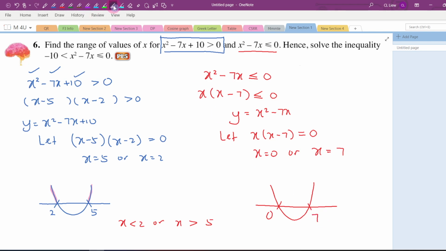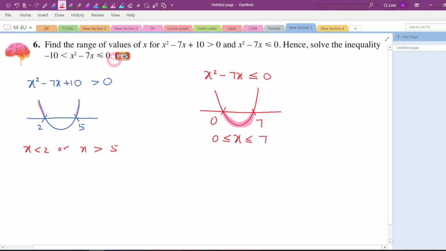Now go back to the inequality. We want to find the range of x which gives this value less than or equal to 0. So it means here. So our range for x is greater than or equal to 0, less than or equal to 7. This is the range for the second inequality.